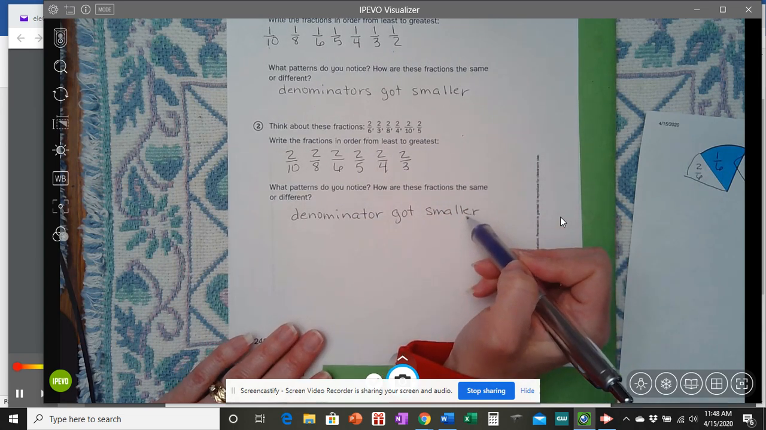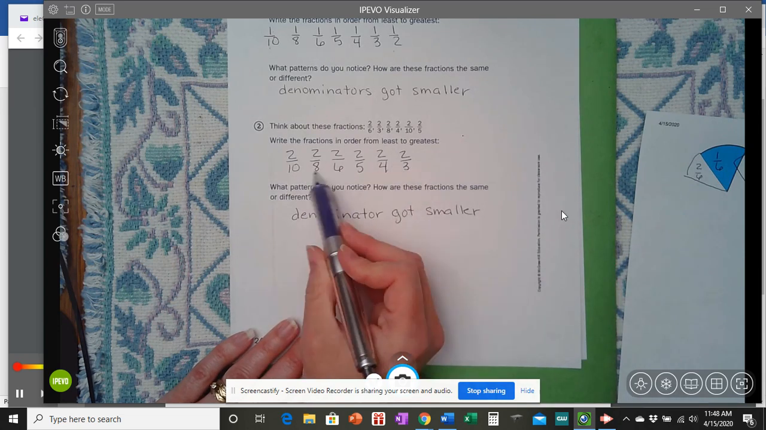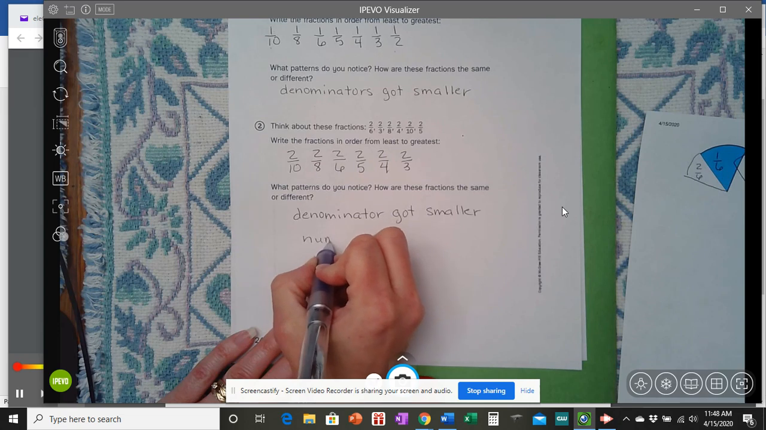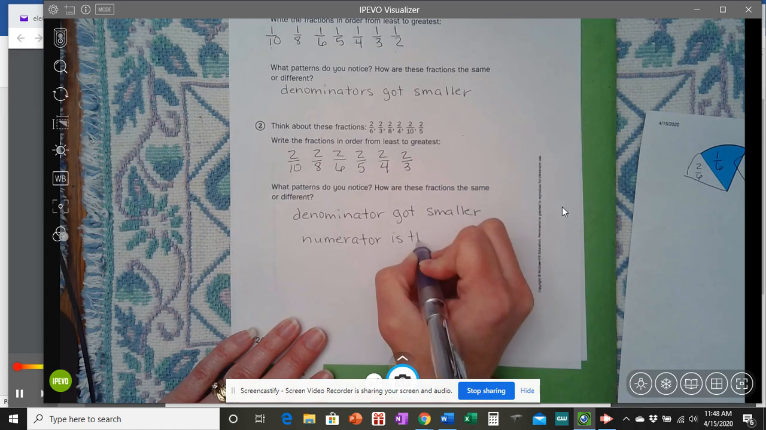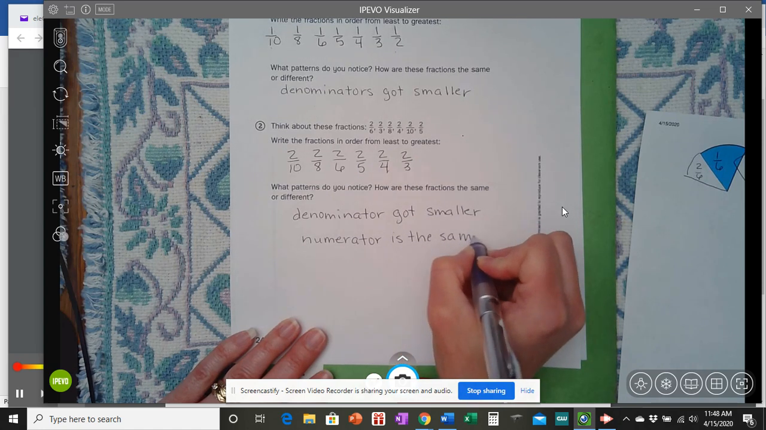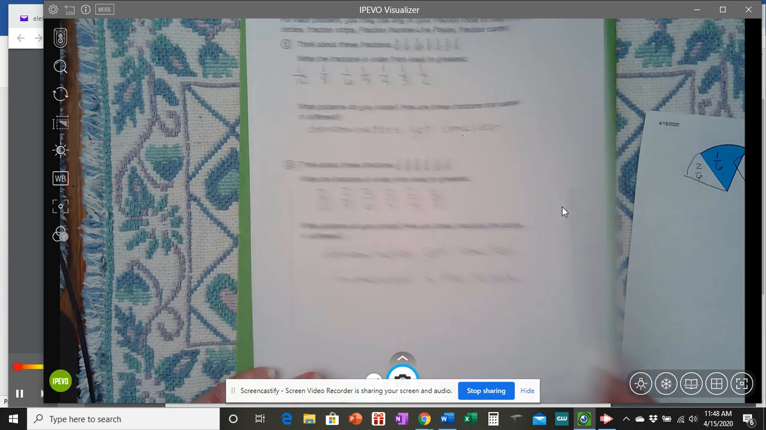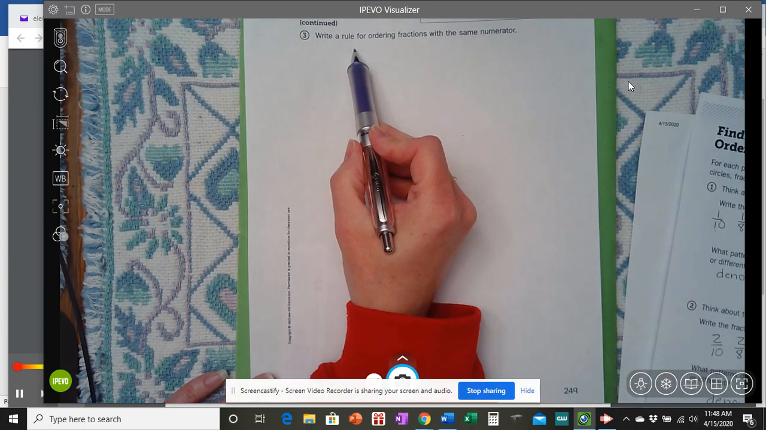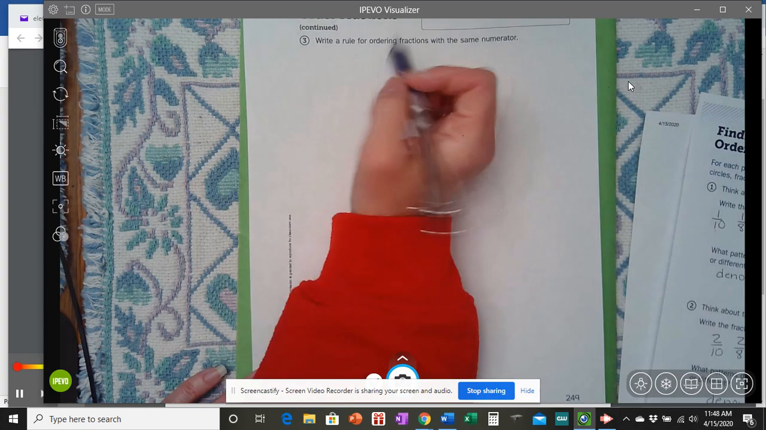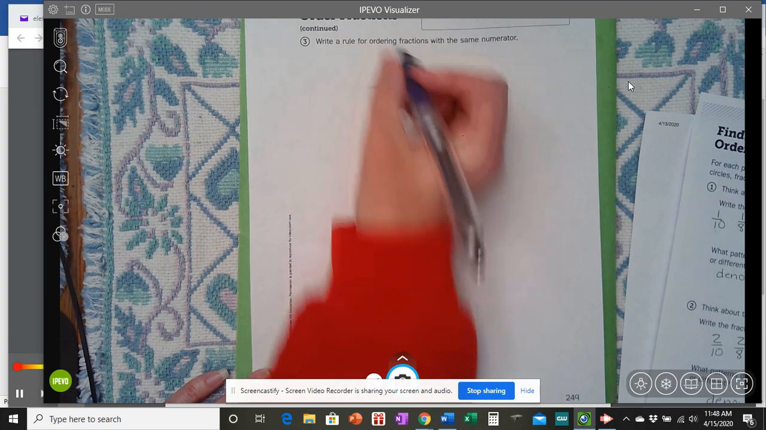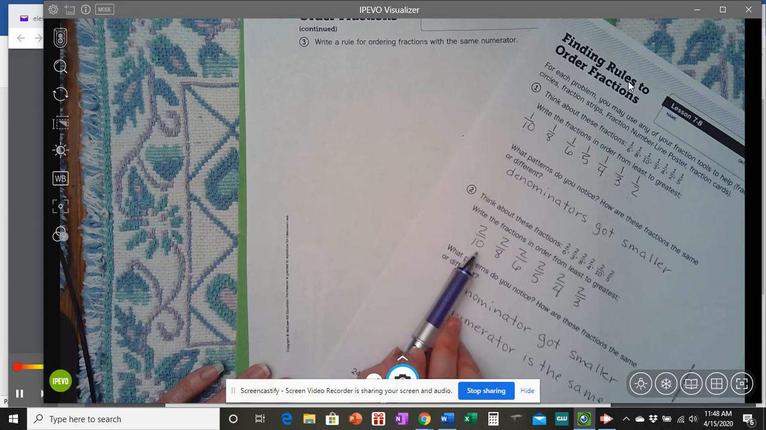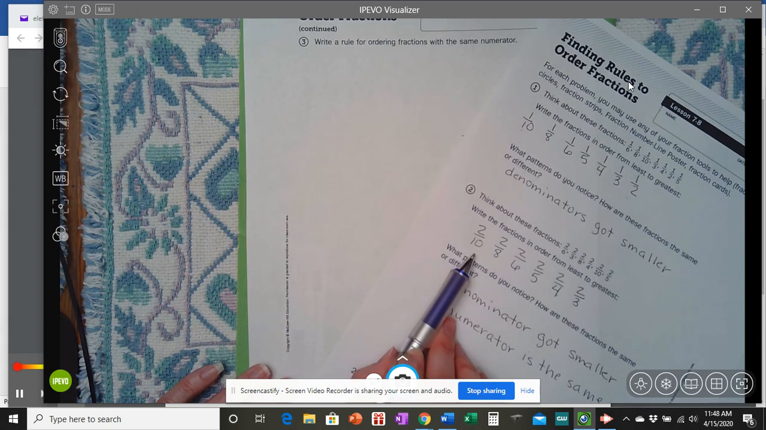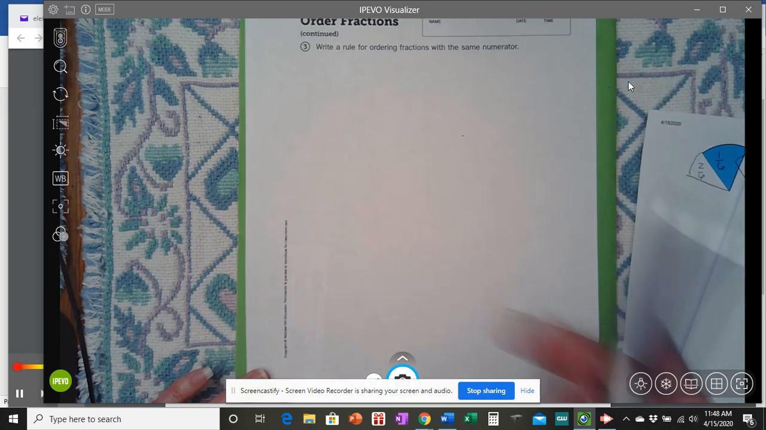Okay, and it asks how the fractions are the same or different. Well, did we change the numerator any? No, so the numerators stay the same. Then it says, write a rule for ordering fractions with the same numerator. So let's look over here with the same numerator. We were looking at the denominator, and so the larger the denominator, the smaller the piece.